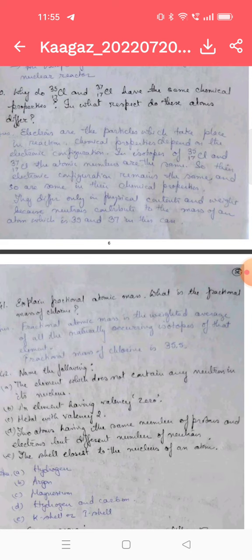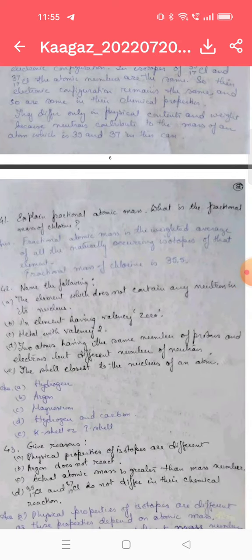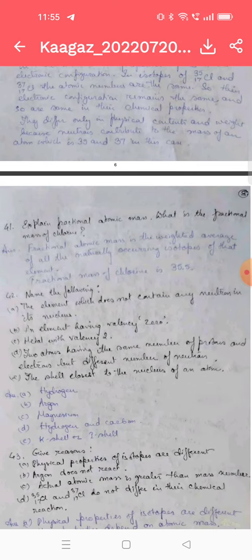So we consider all the isotopes of that element and we take the weighted average of all the isotopes, and that will give us the fractional atomic mass. In case of chlorine, it is 35.5. Now name the following: the element which does not contain any neutron in its nucleus, that's hydrogen.